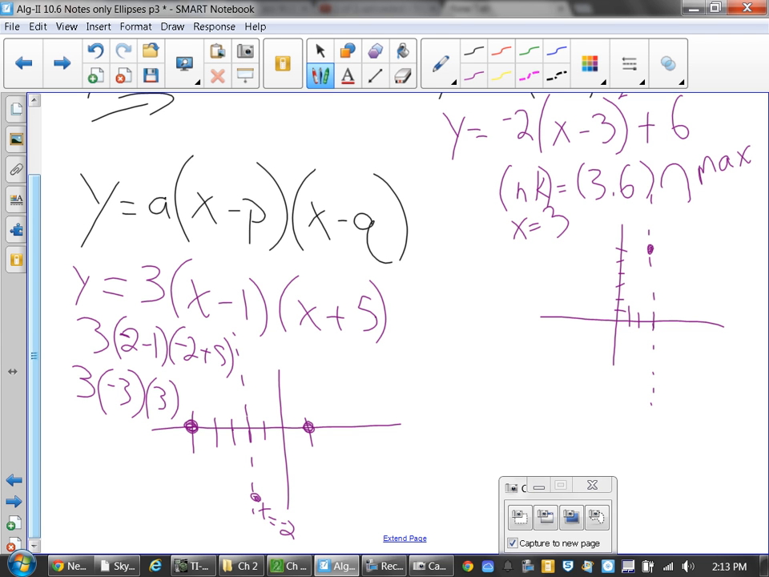Wait, so would you multiply this by 3 and then... Wait, I'm really confused for a second. I just got really confused. I don't know why. Well, y is -27. Don't make a joke. I'm sorry.